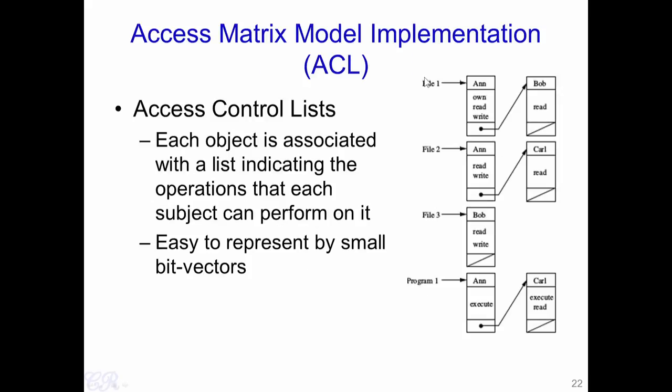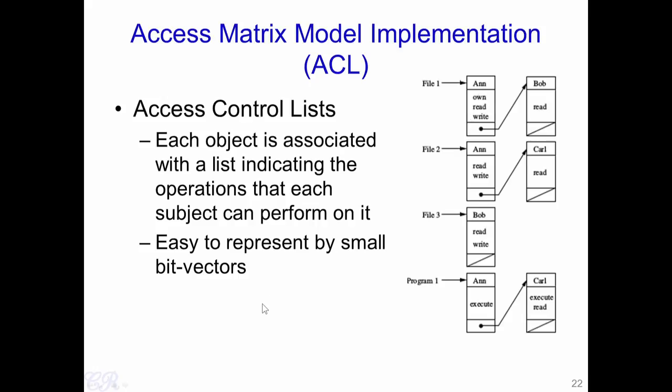A third way of implementing the access control model is by what is known as ACL, or access control lists. Essentially, each object here is associated with a list indicating the operations that each subject can perform on it. Essentially, this is the opposite of the previous way. So, corresponding to each object, we have a list, and each node in the list has a subject and the corresponding operations that are present here.